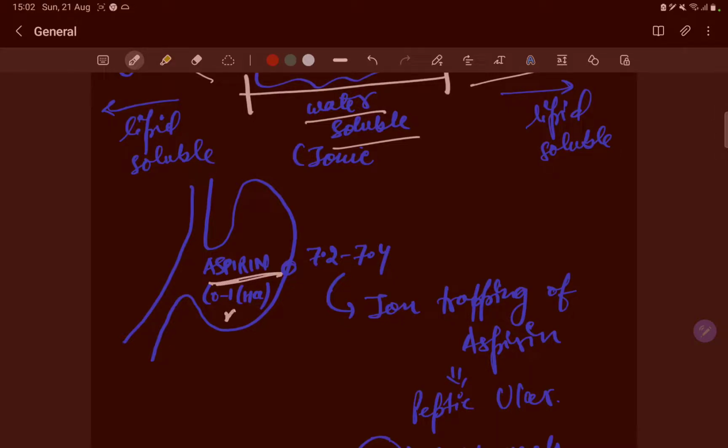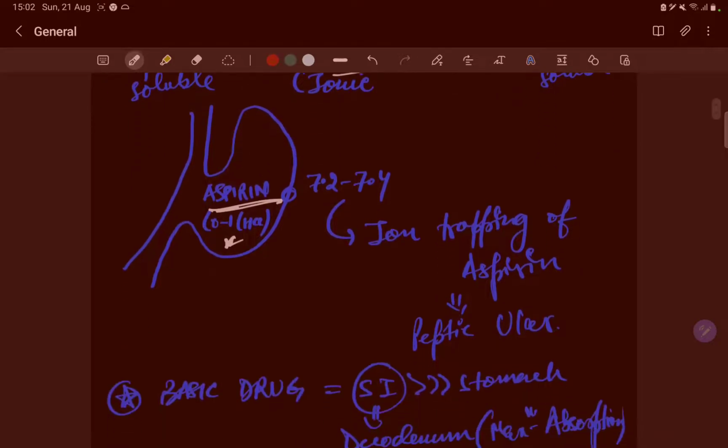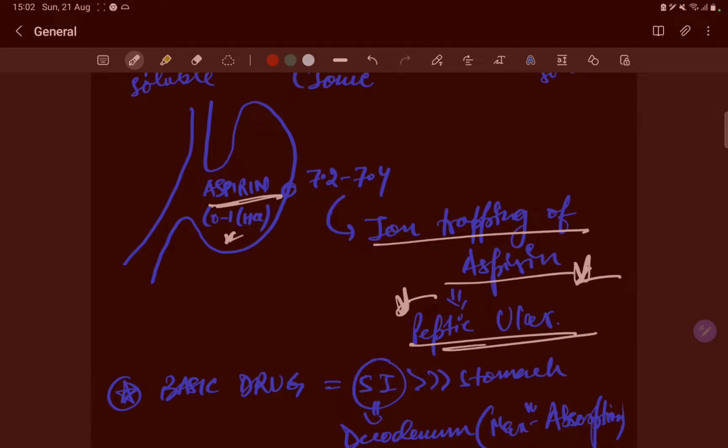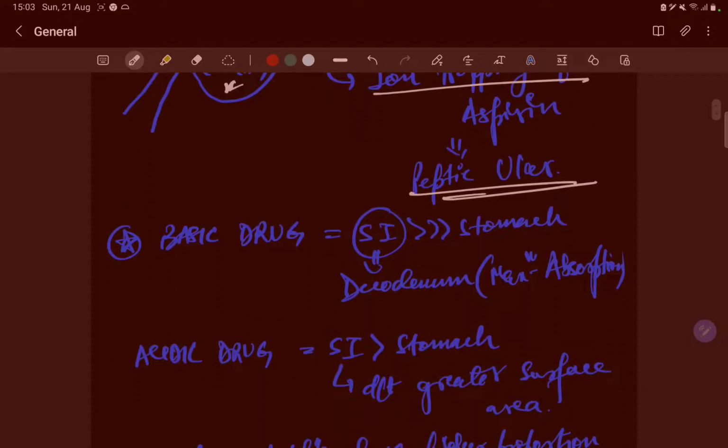Now this aspirin in 0 to 1%, like the HCl is secreted, right? So there is something called ion trapping of the aspirin in the stomach. So aspirin is a cause of the peptic ulcer. Okay, so there is ion trapping of aspirin which is causing the peptic ulcer.